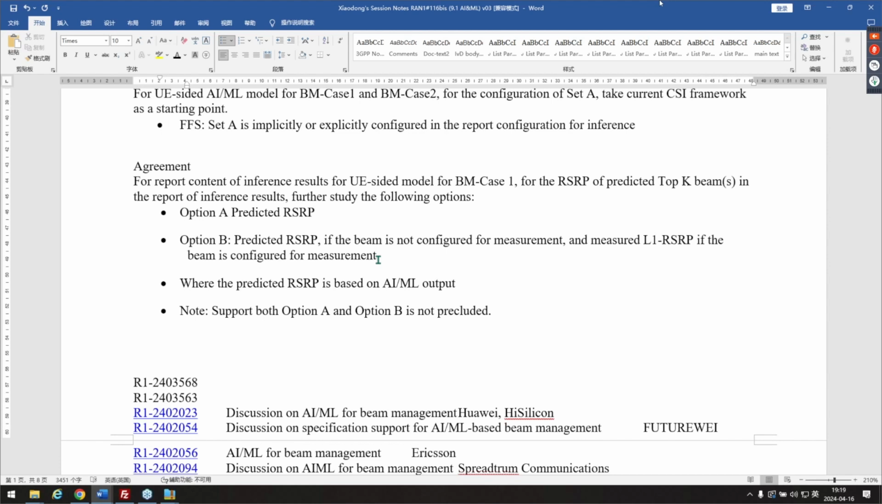I think it's more clear to have "for inference", right? What we are trying to say here is, if it's in set B, then we can just report the measure as L1-RSRP. If we remove "for inference", it basically means if it's not in set B but it's in set A, and for another purpose, for example monitoring, but it's measured a long time ago, why do we need to report this as a measured L1-RSRP?